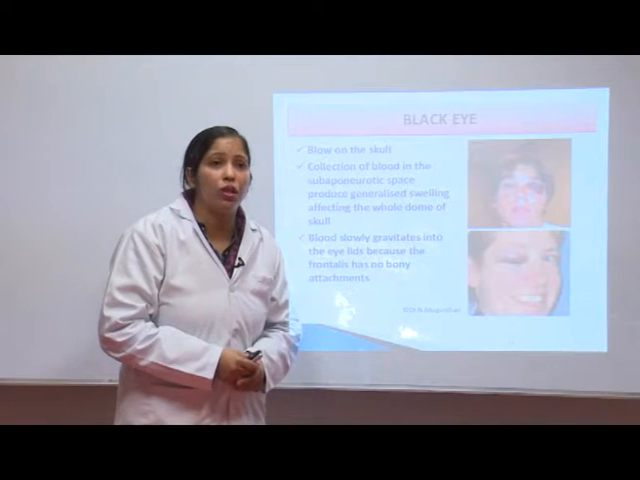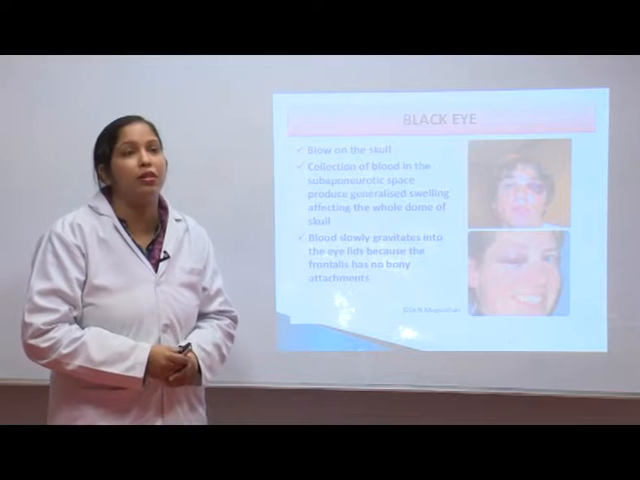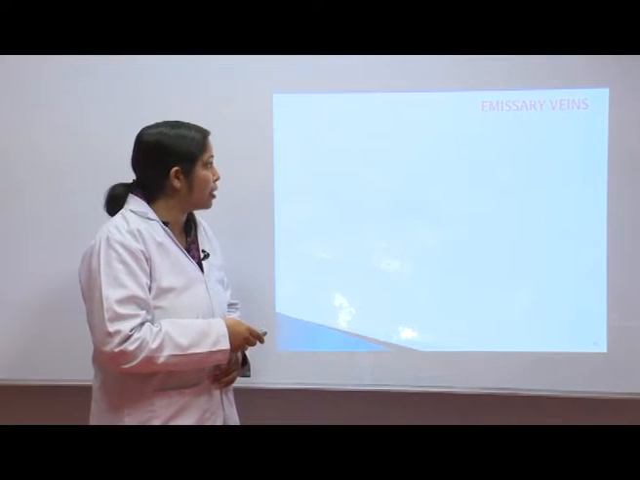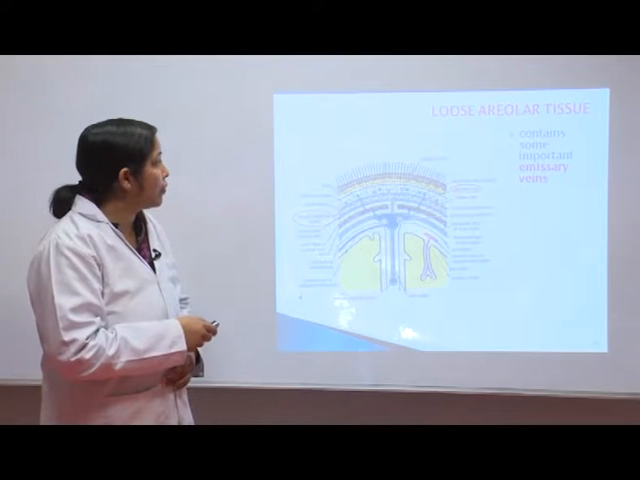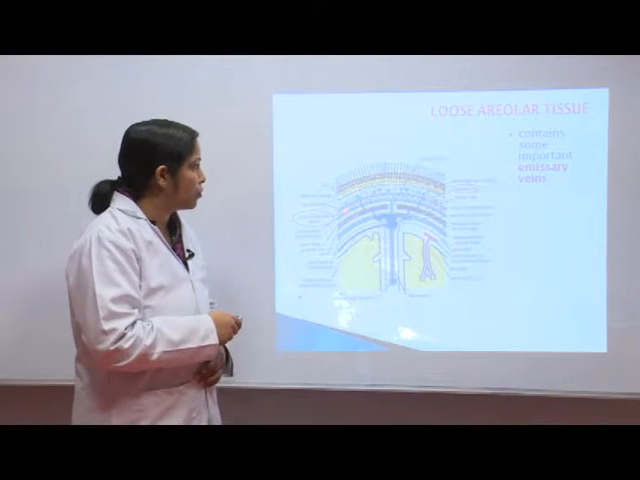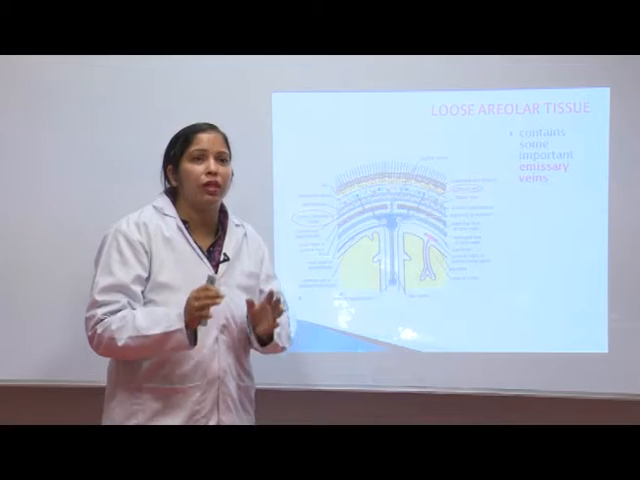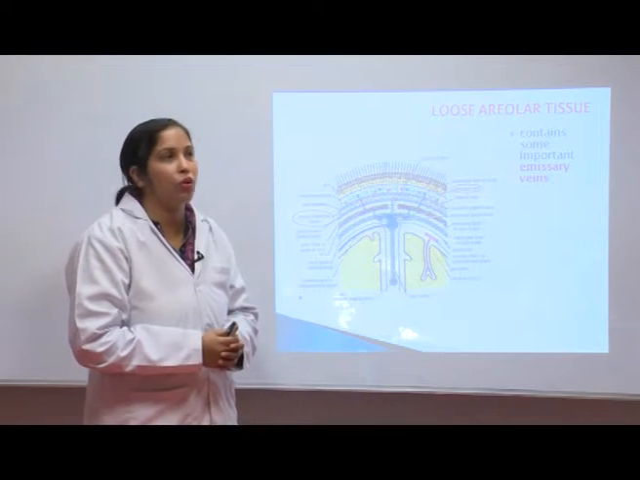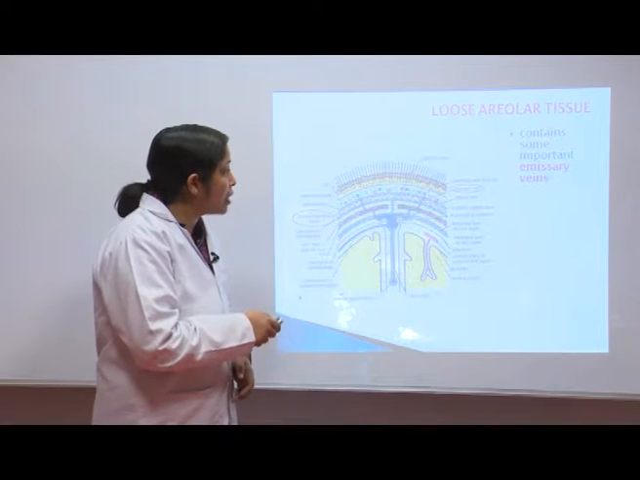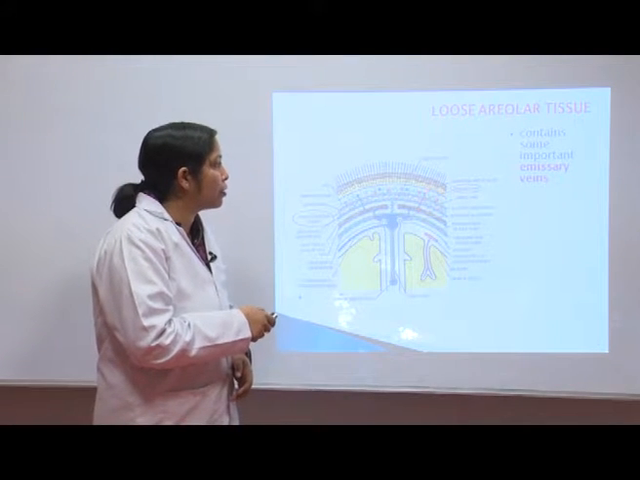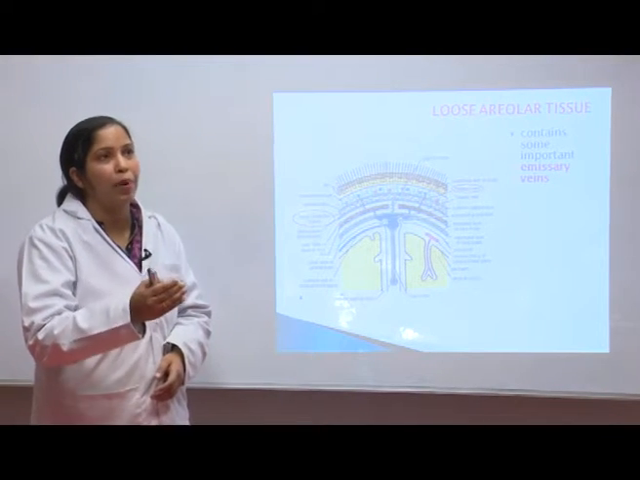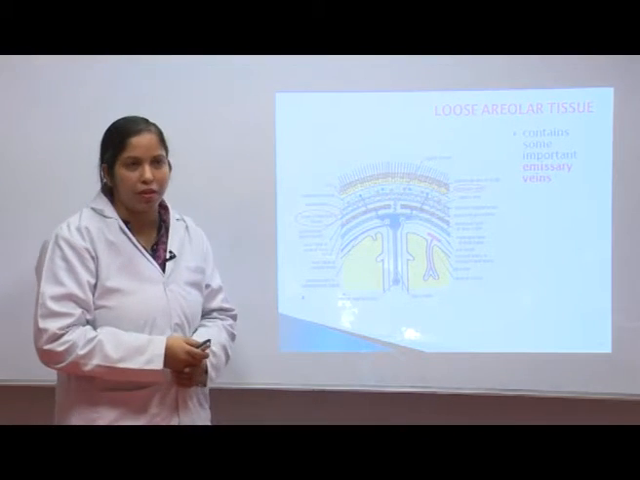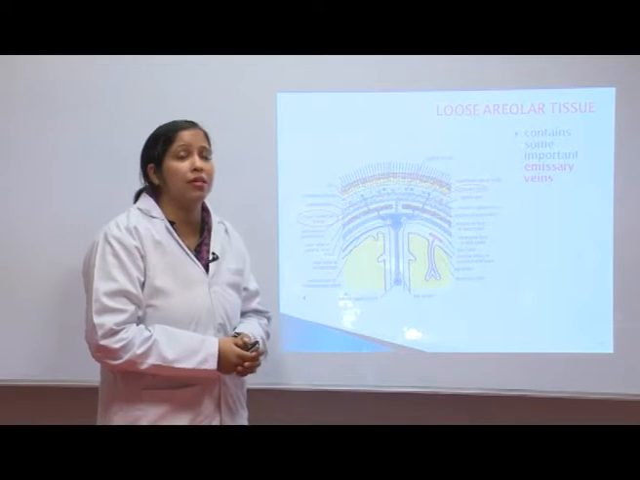The layer of loose areolar tissue is even known as the dangerous layer of scalp. Why is it known as the dangerous layer? As you can see, it has a very extensive region. So if there is any infection or pus, it can settle down in this layer, and these emissary veins, as they are traversing this layer, can pass that infection to the dural venous sinuses. Besides this, the layer is dangerous.